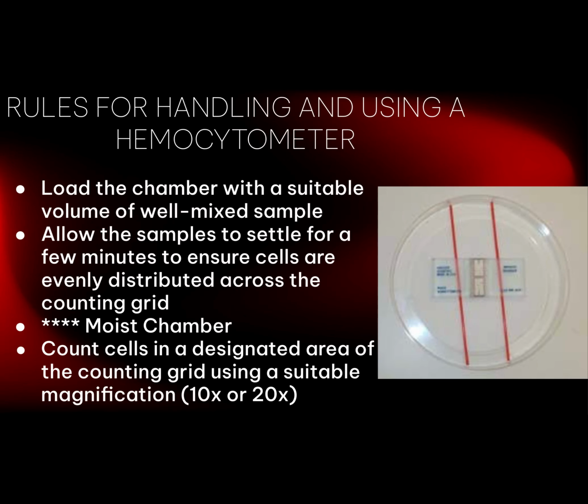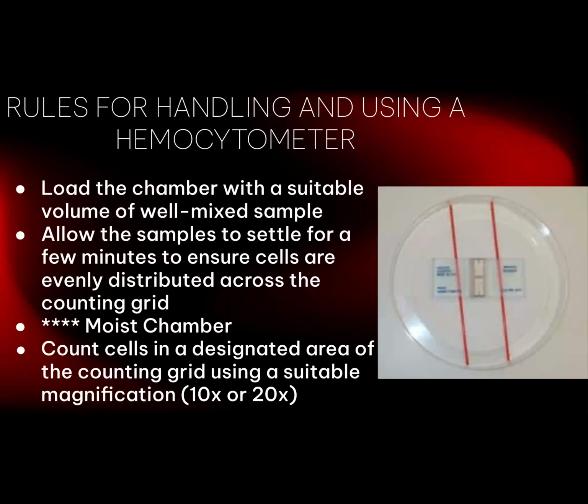After loading, it is important to let the sample settle for a few minutes to ensure the cells spread evenly across the counting grid. Allow me to reiterate that it is important that we leave it alone. We leave the samples to settle for a few minutes before we count them. Additionally, maintaining a moist chamber during this step helps prevent the sample from evaporating, which could, of course, affect the concentration of cells.